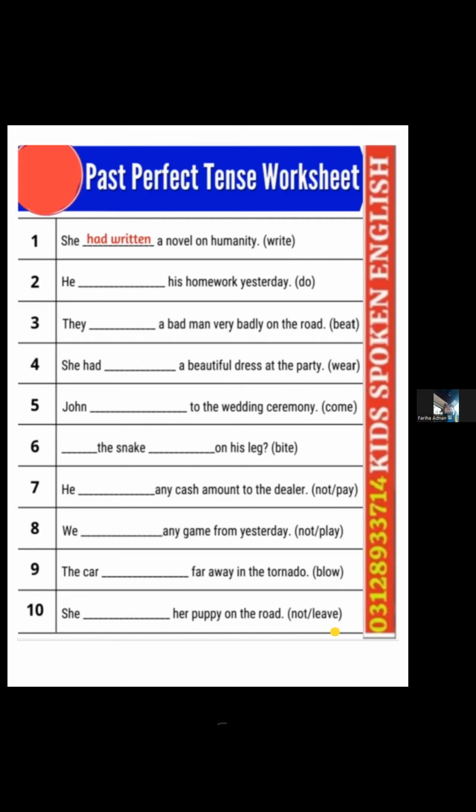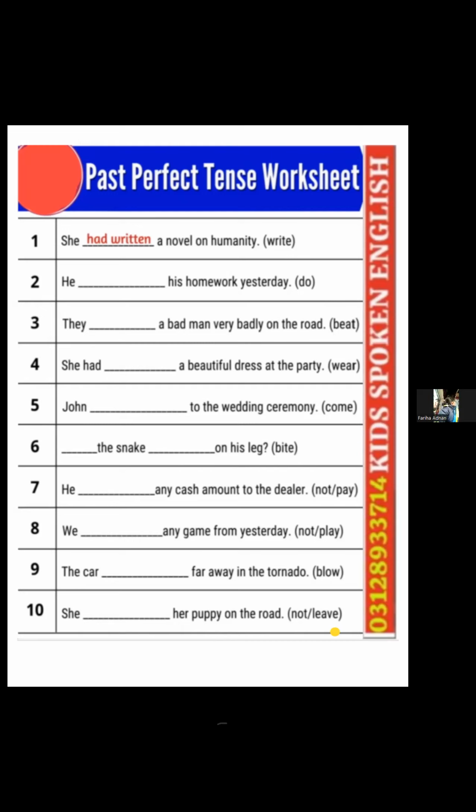They beat it a bad man very badly on the road. And where is the helping verb? They had beaten. Yeah, beaten. The third form is beaten. Okay, ma'am. Perfect. Okay, Faizan, it's your turn.